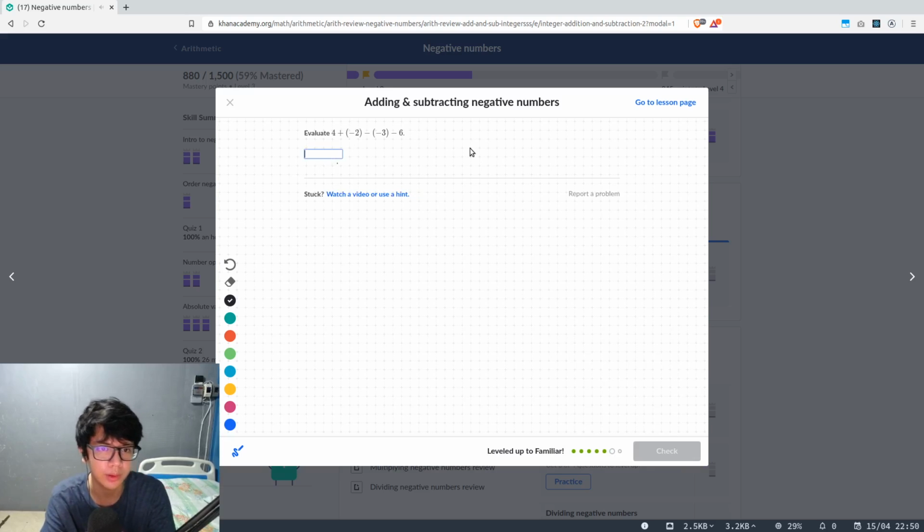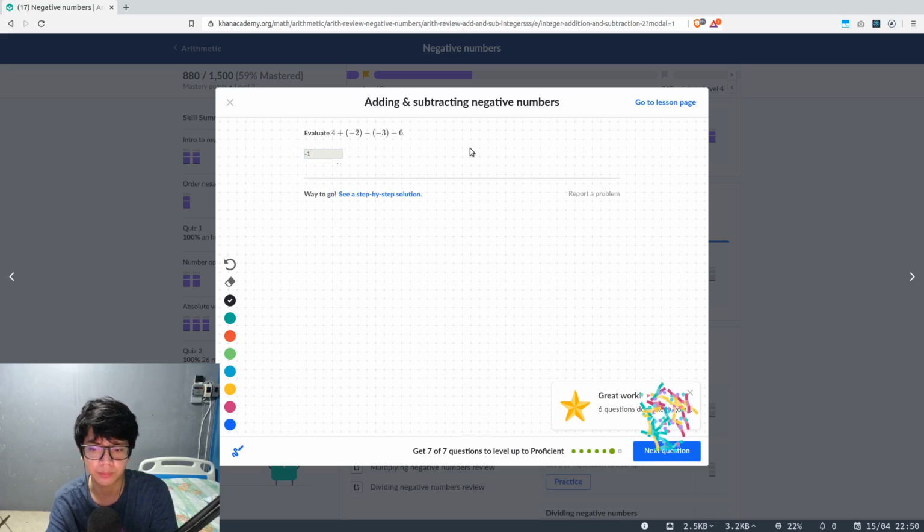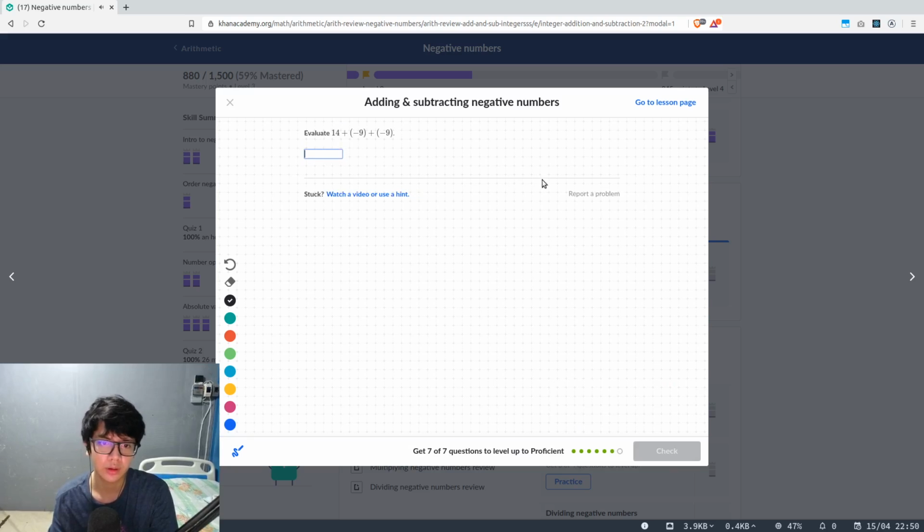Okay. 4 minus 2, it's going to be plus 2. 3 is 5. Minus 6, negative 1. So 14 minus 9. It's going to be 5. Yeah, it's going to be 5. 5 minus 9. Negative 4.